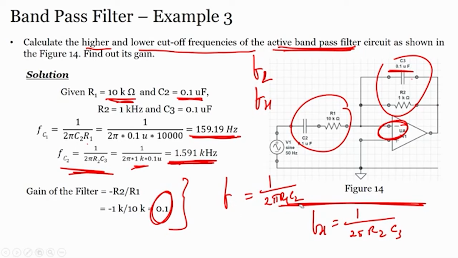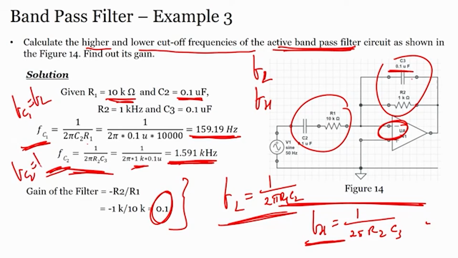So, F equals 1 upon 2 pi RC, so using this formula, you get FL, you get FH. Now, see, lower and higher frequency, we can also say cutoff frequency 1, cutoff frequency 2, that is why it is FC1 and FC2, right. So, do not get confused about what FC is suddenly; FL is nothing but you can also write FC1 equals FL, FC2 equals FH. This is also correct, alright.